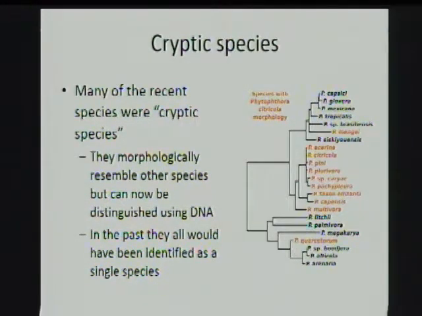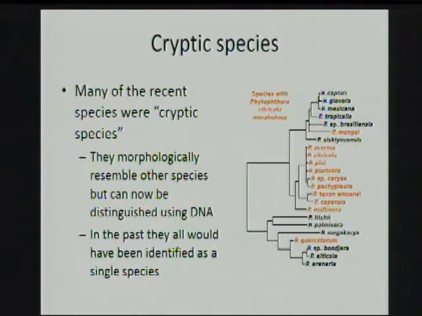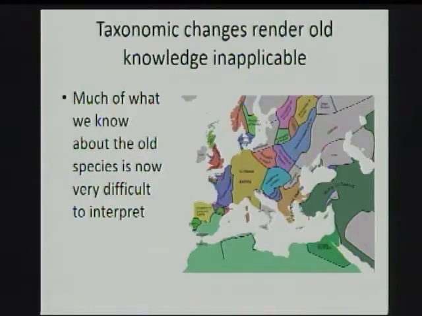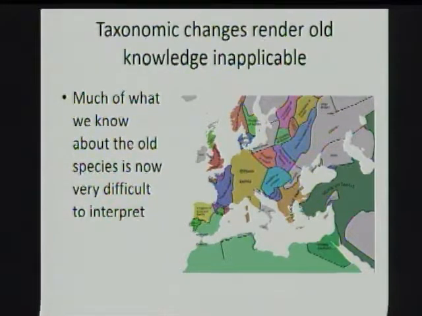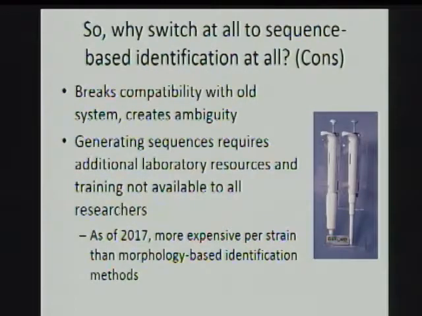So here, and this is going to be my main example, we have all these things that look like Phytophthora citricola, but we can see they are varying levels of different than Phytophthora citricola. And so that means that it's very hard to go back and know what we already knew. Go back and look at the old literature about distribution, pathogenicity, and really interpret it with what we now know. So that's a big problem.